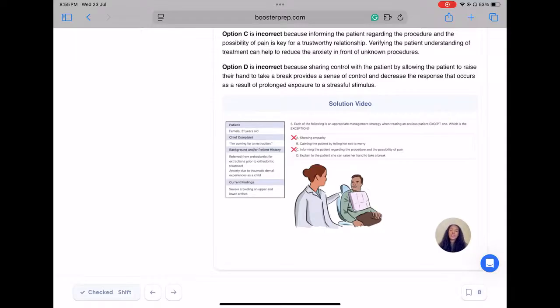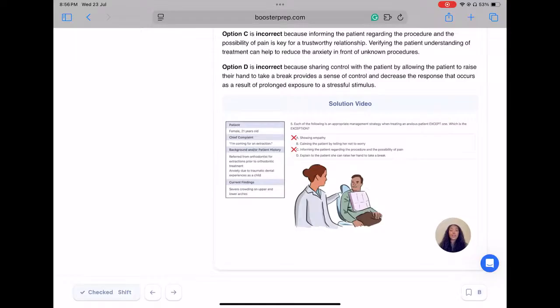Option D reads, explain to the patient she can raise her hand to take a break. So this will give your patient a level of control throughout the procedure, which will help relieve her anxiety, and it helps prevent consequences on your patient being in a stressful or painful situation for too long.